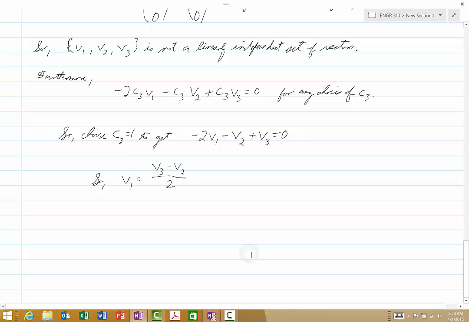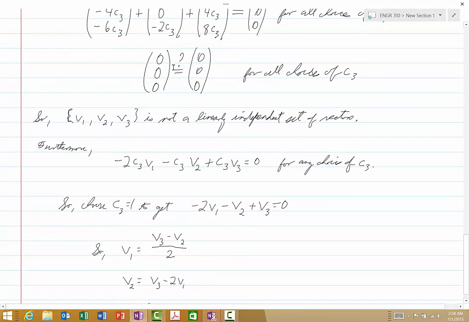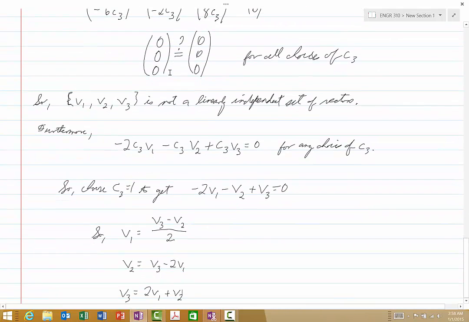Or we could also say V2 is equal to V3 minus 2V1. Or we could say V3 equals 2V1 plus V2. Now, what is the point here? Well, remember, we said that when vectors are not linearly independent, then at least one of them can be expressed in terms of the others. Well, in this case, all three vectors can be expressed in terms of the others.